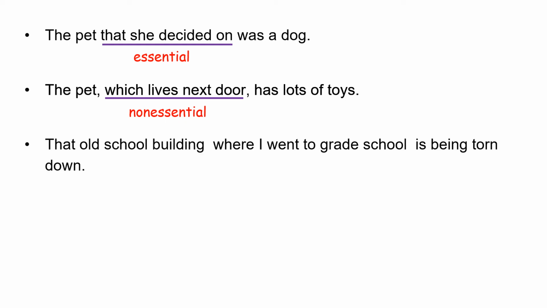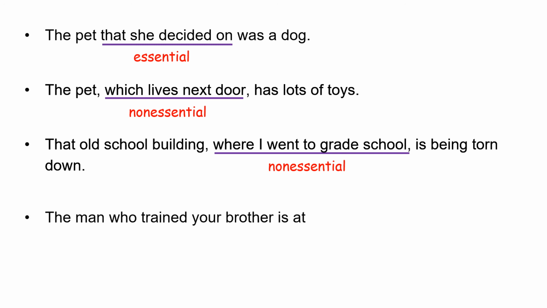That old school building, where I went to grade school, is being torn down. Where I went to grade school, that's just adding information, so it's non-essential. So it needs commas. The man who trained your brother is at the door. Who trained your brother is telling us which man. If we don't have it in the sentence, we don't know what man we're talking about, so it is essential.